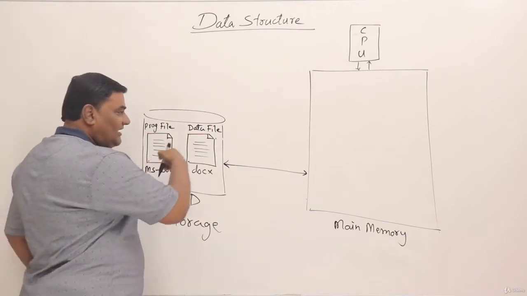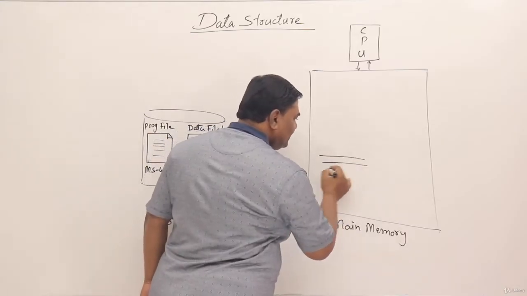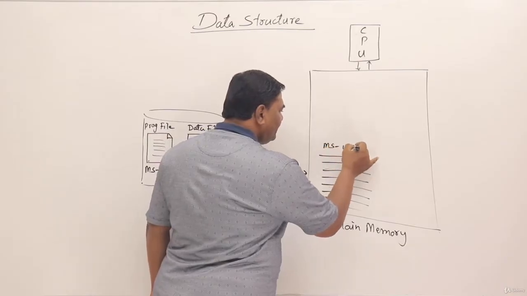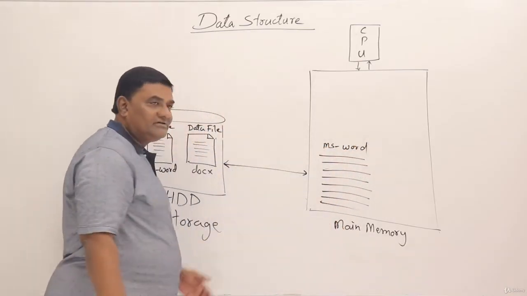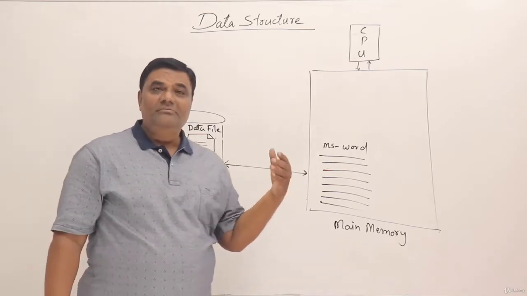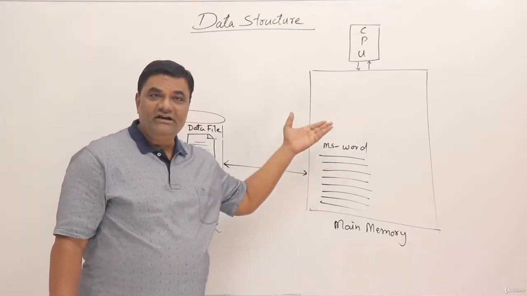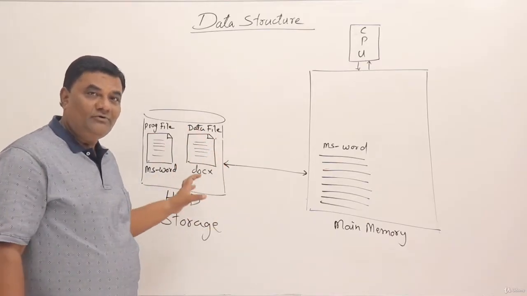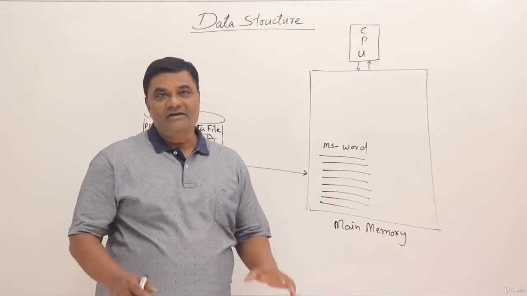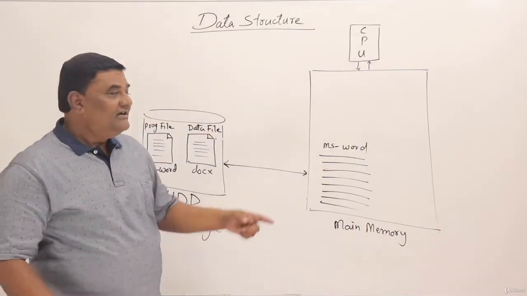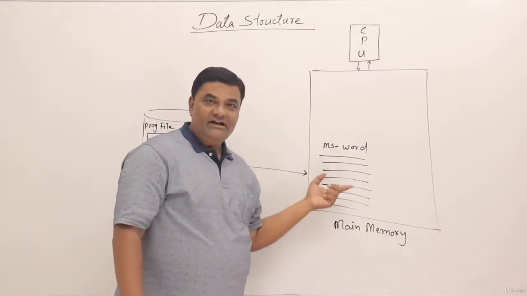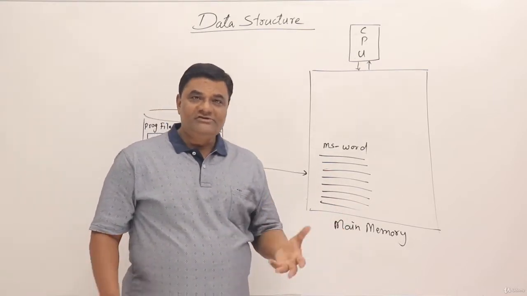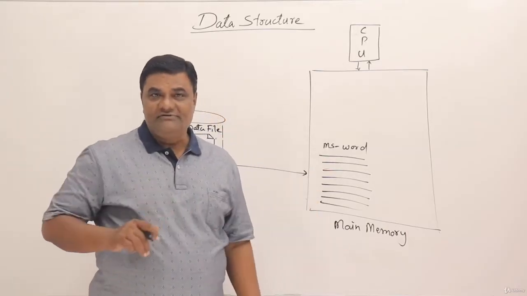This MS Word program will be brought into the main memory. So let us say these are all the instructions of the MS Word program. I am showing lines to represent the machine language code or instructions of the MS Word program. So whenever you want to run an application, the application code or program code has to be brought into the main memory. Then once it is brought in, the CPU will start executing this MS Word application. So you will see a window appearing on the screen, and then all the menu options come up and you can start using MS Word.